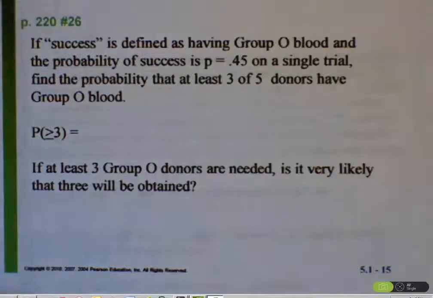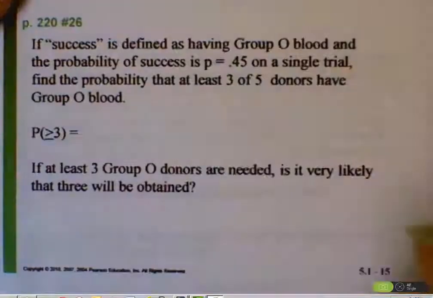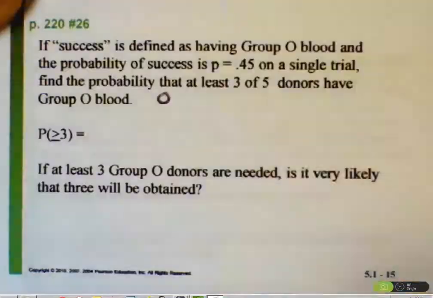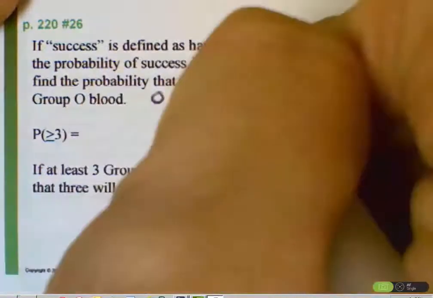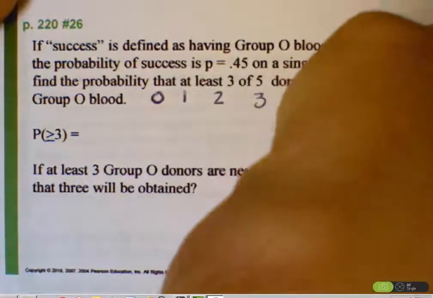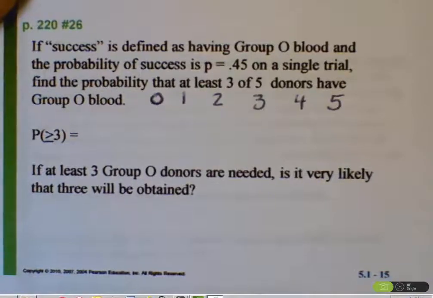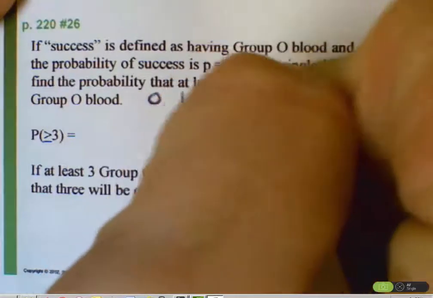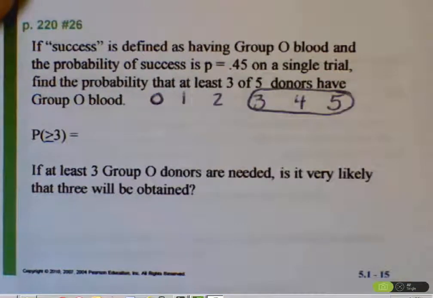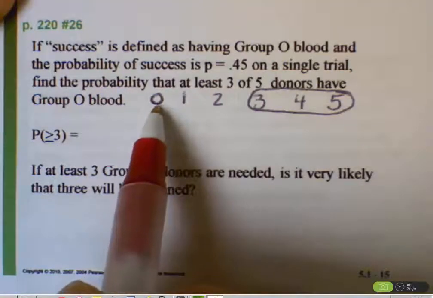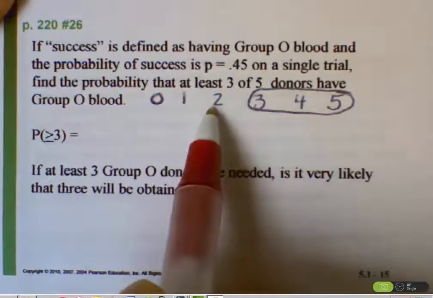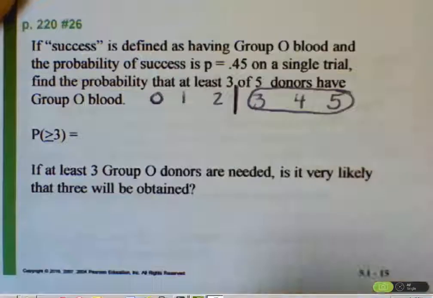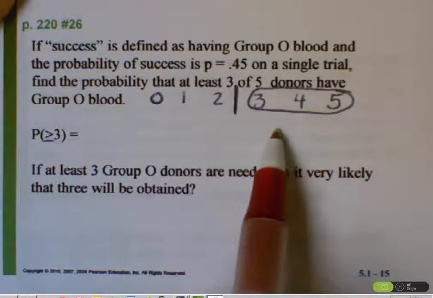If I randomly choose 5 people, then the answer to the question, how many of them have group O blood, would be either 0, 1, 2, 3, 4, or 5. If I want the probability of at least 3, that means 3, 4, or 5. But that's not what binomial CDF will give me. Binomial CDF is going to add from 0 up to wherever I tell it to stop. That's the complement of what I want.